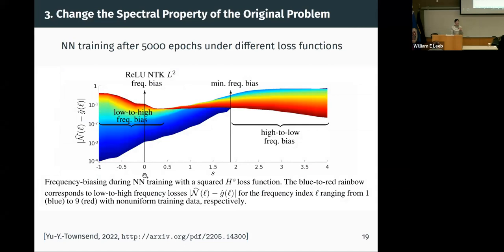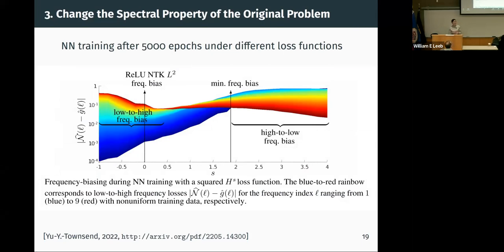So when s equals 0, you are in the L2 regime. This is a standard analysis, and you can see there's a frequency bias. Blue is a low frequency, red is a high frequency, and there's a transition in who converges first. After a fixed number of epochs, the blue one will be 1e-3, but the red one is 1e-1. So there is an order, right? But this is the order that is only in L2 alone.